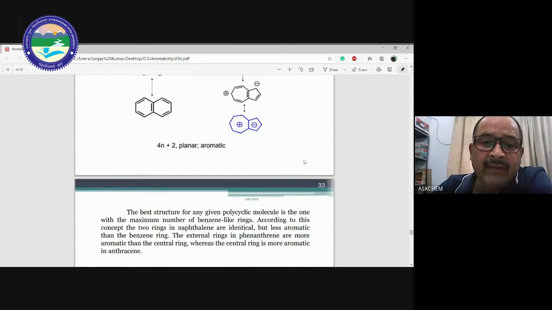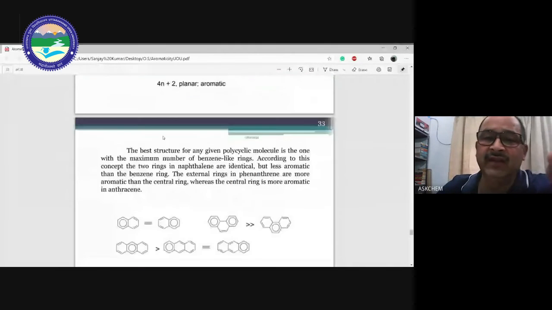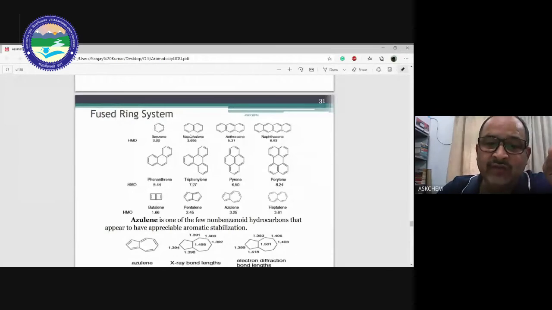That's why both compounds are aromatic. Now, the best structure for any given polycyclic molecule is the one with the maximum number of benzene-like rings. According to this concept, the two rings in naphthalene are identical, but less aromatic than a benzene ring. What we were discussing here is how 2 plus 2 has to be 4 for naphthalene, 6 for anthracene and 8 for naphthacene, but it's not the case.